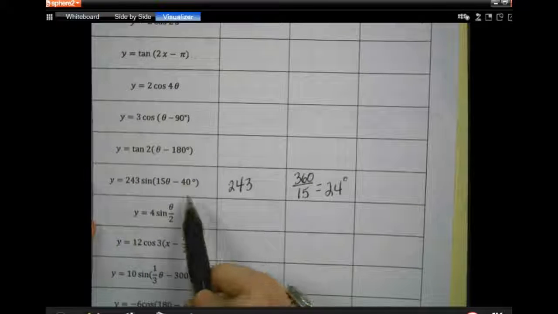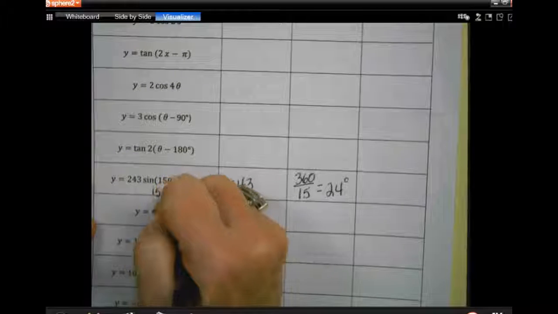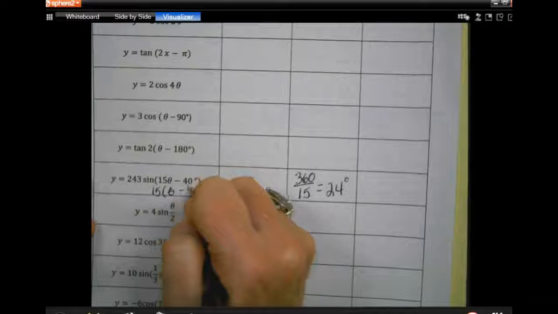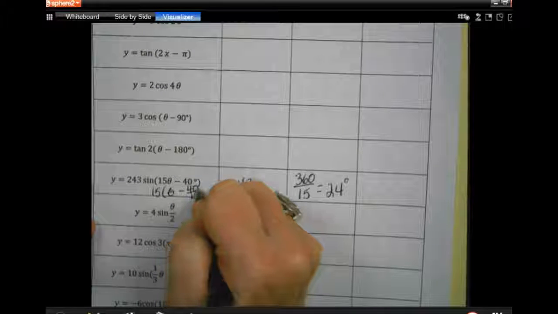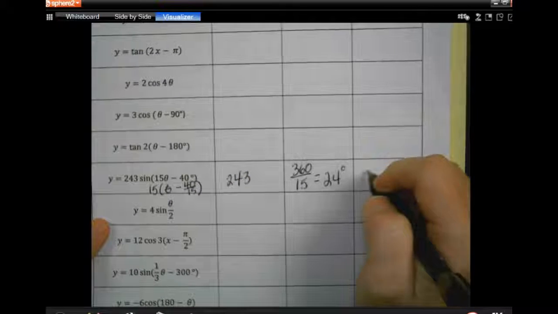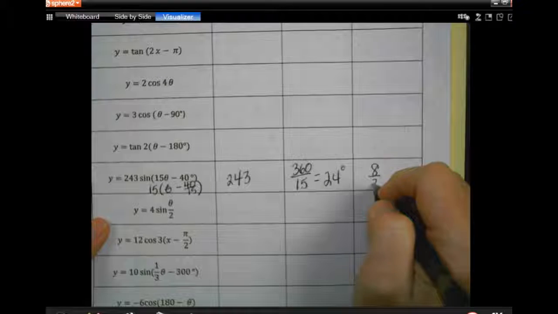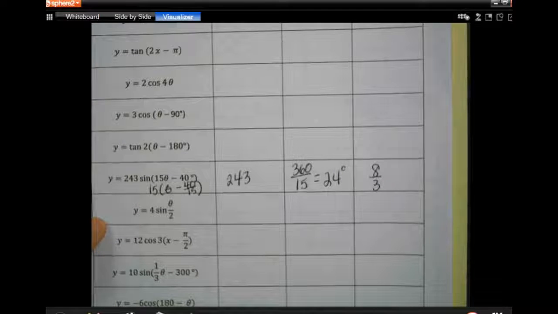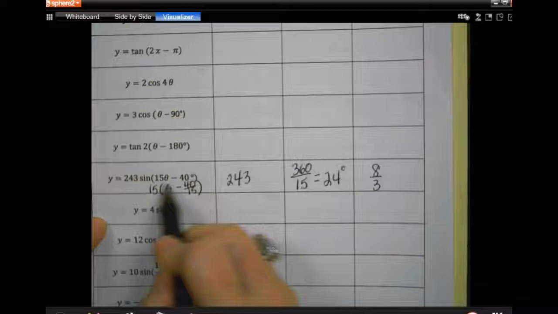And then how do I get the phase shift? I have to factor out the 15. So it's 40 over 15, and that would reduce to 8 over 3. And it's positive because it flips. Yes, because it had the 15 still here.